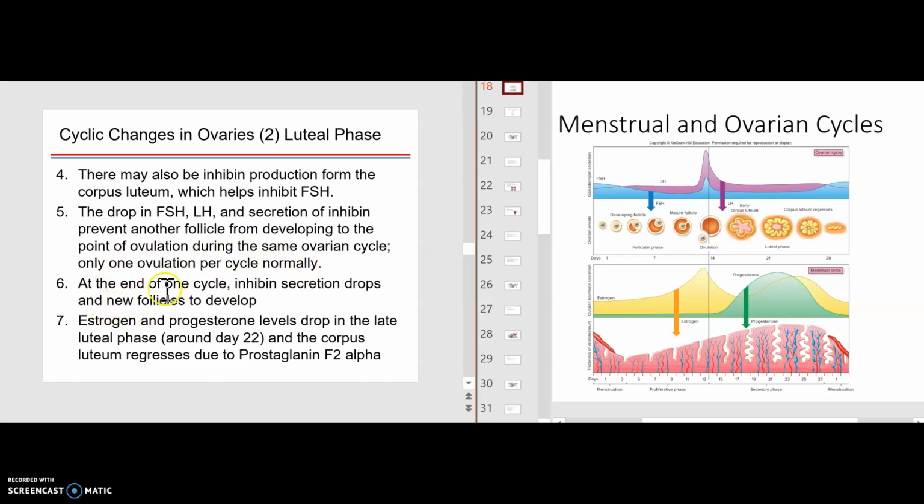At the end of one cycle, inhibin secretion drops and new follicles develop. So at the end of the total cycle, the inhibin level drops, and all of a sudden, new follicles can develop for the next month. Estrogen and progesterone levels drop in the late luteal phase around day 22, and the corpus luteum regresses due to prostaglandin F2 alpha.